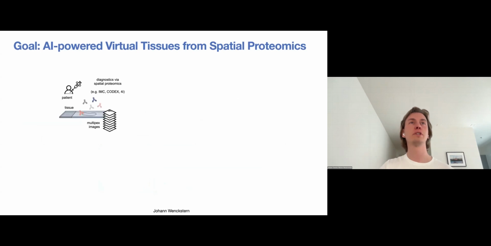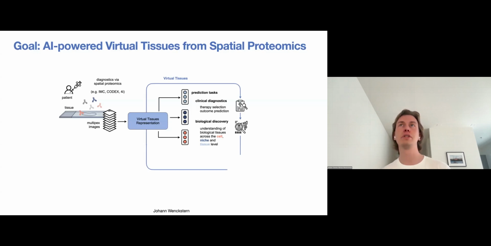Our goal with VirTues was to build a deep learning, self-supervised representation learning framework to learn virtual representations from this multiplex data, applicable to multiple datasets at a time, and then evaluate them on different prediction tasks. These can be for clinical diagnostics, like therapy selection, outcome, cancer subtyping or grading, or also a tool for biological discovery, for instance, to study and annotate cell types or niches of cells with specific tissue structures.